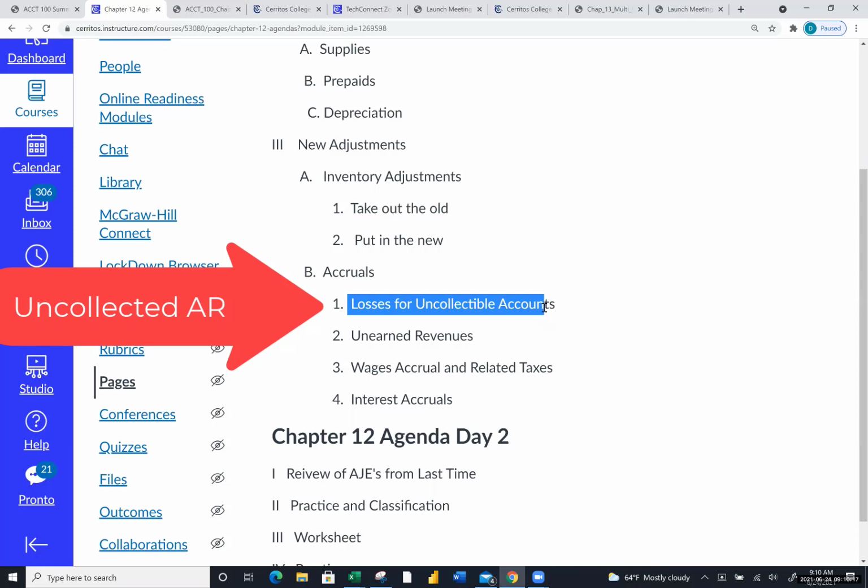Not everybody that owes you money is going to pay you 100% of the time. That's never happened in the 30 plus years that I've been a business owner. And so GAAP says you have to estimate that and record that on your books. So we'll learn how to do that.